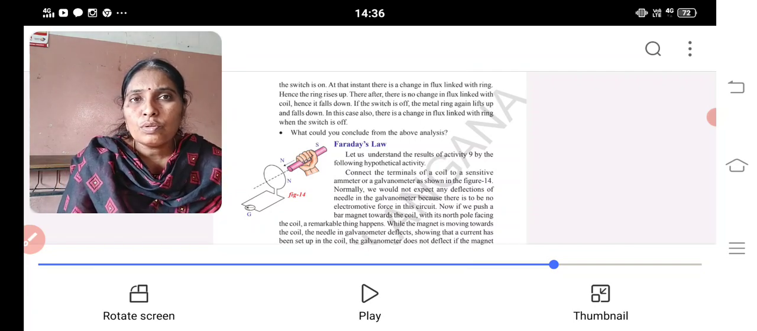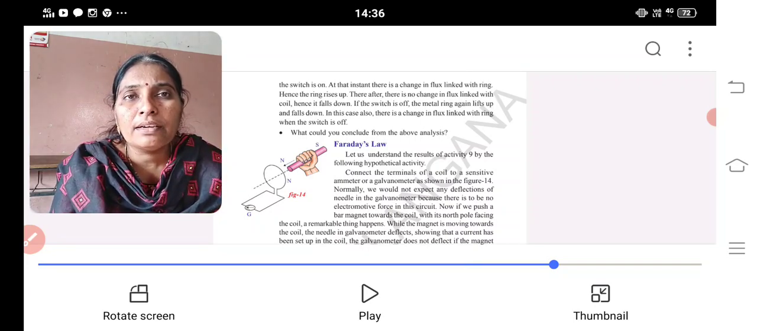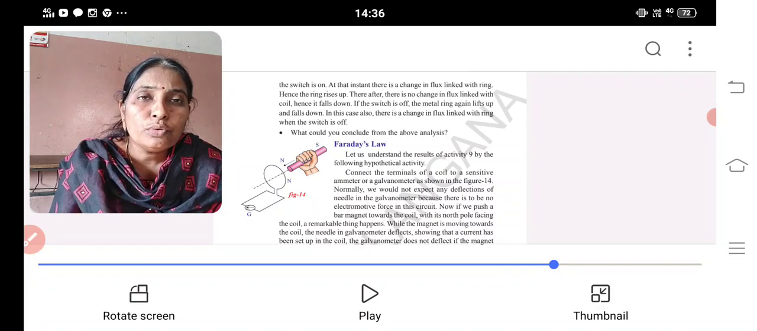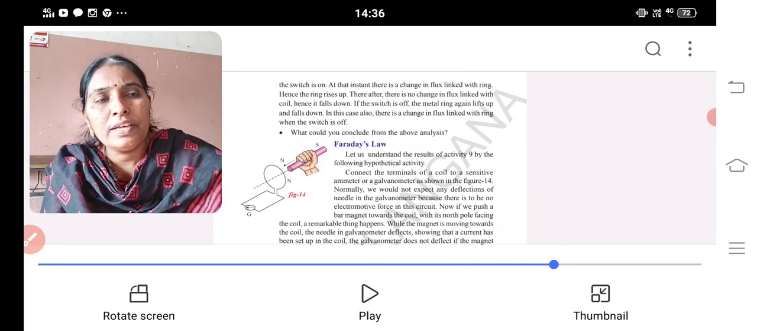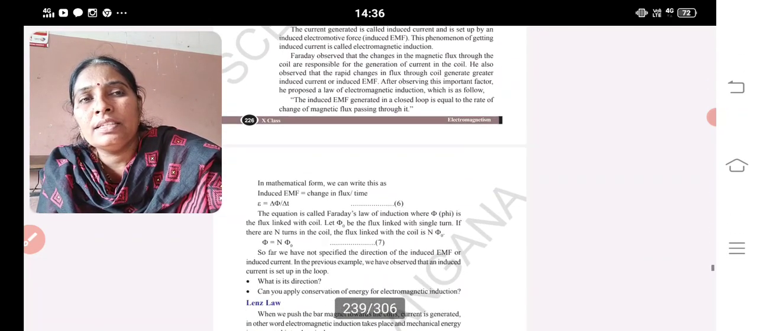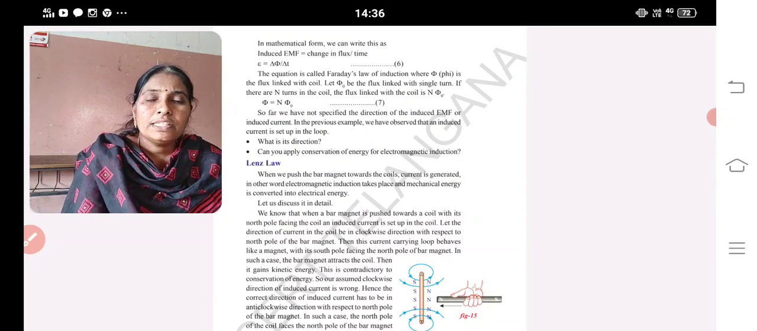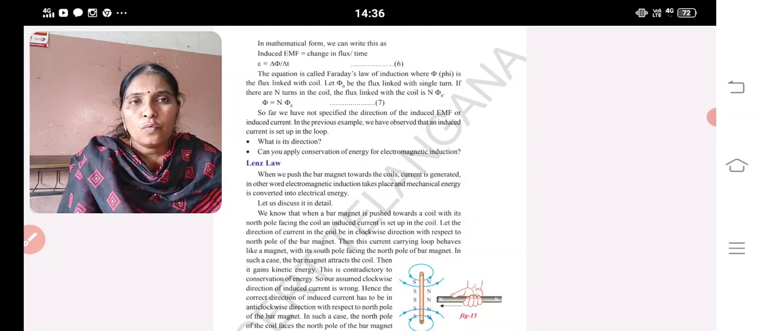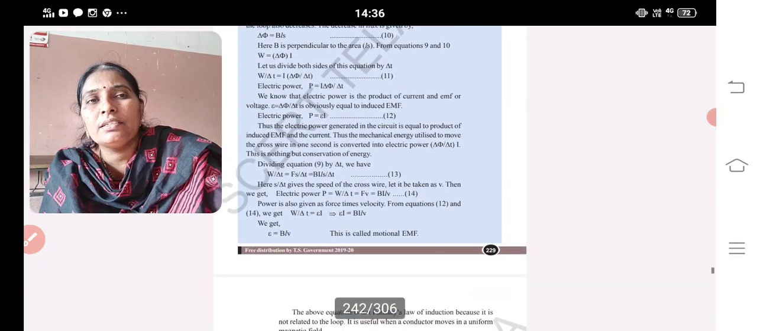When we bring it close, the magnetic lines are more. When moving away, the magnetic lines are less. So due to the change in the magnetic flux, an induced current is produced, and that is said to be Faraday's law. Always, Lenz's law determines the direction of the current. Always it is opposite to the change in magnetic flux. And this is the principle involved in generators.